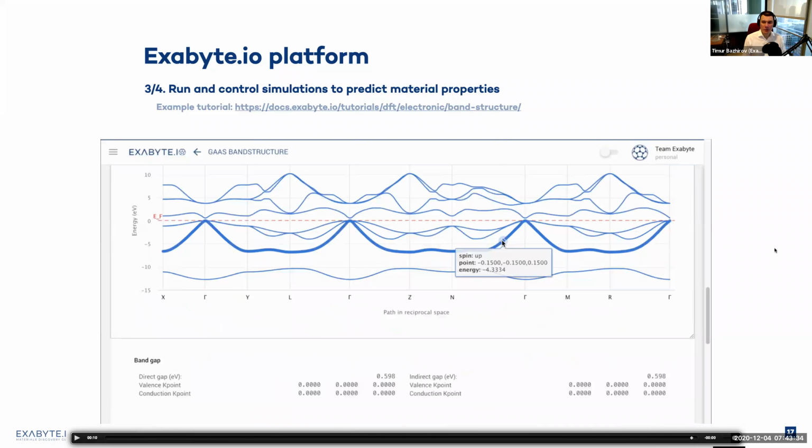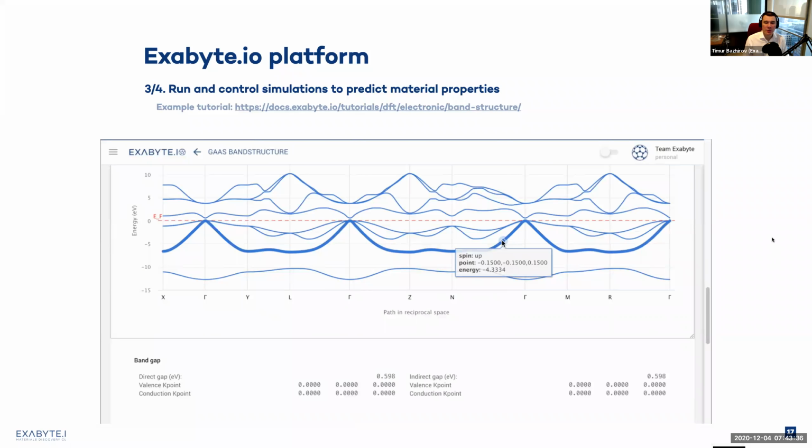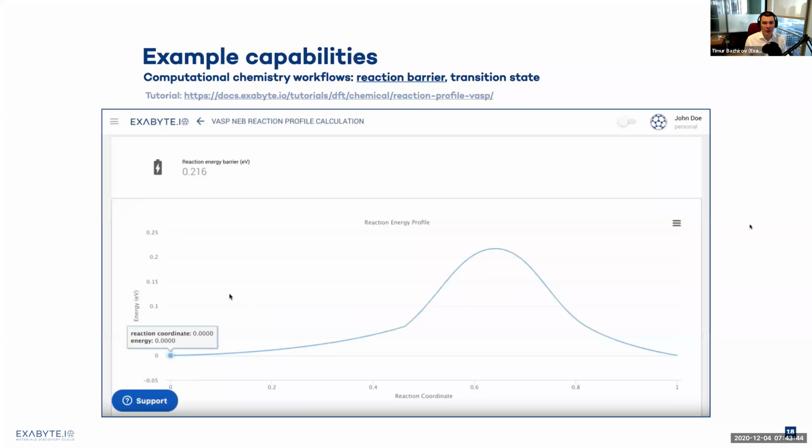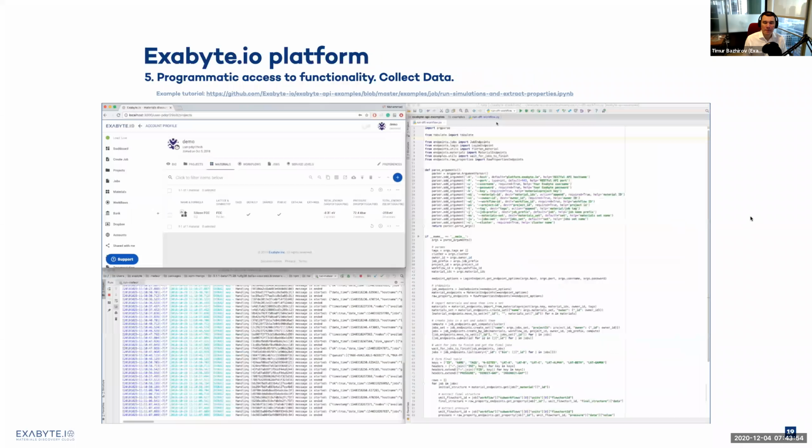So these results are stored in a database and then can be extracted and associated with the structures and the workflows that we used for this calculation. For the nudged elastic band, there is obviously another example. There is an example reaction profile extracted in the NEB calculation.